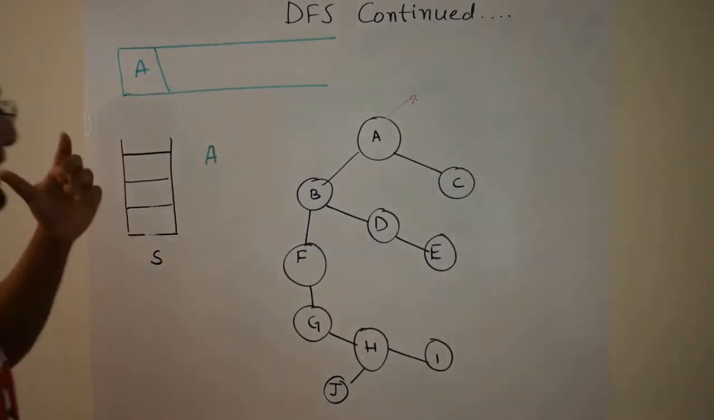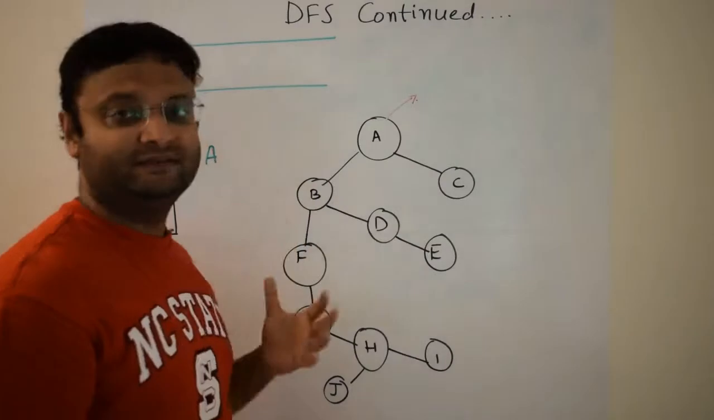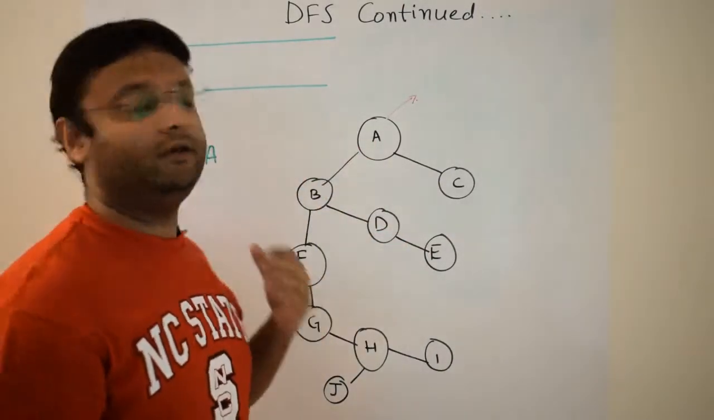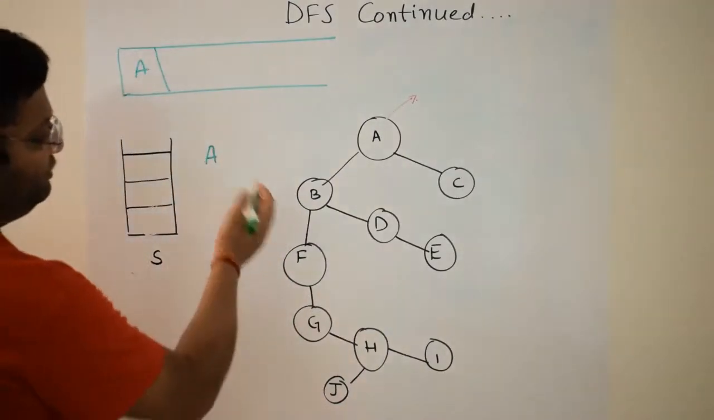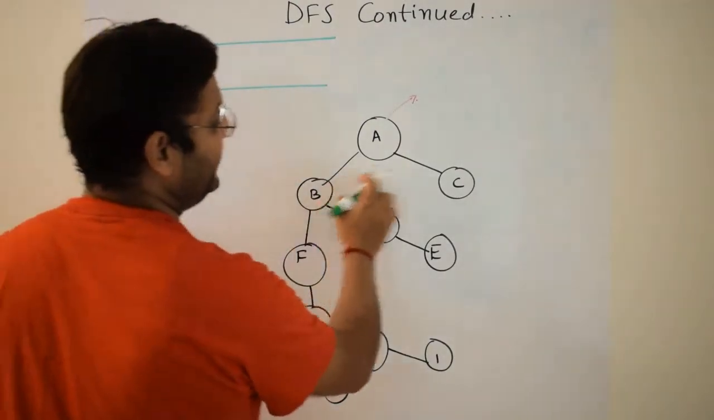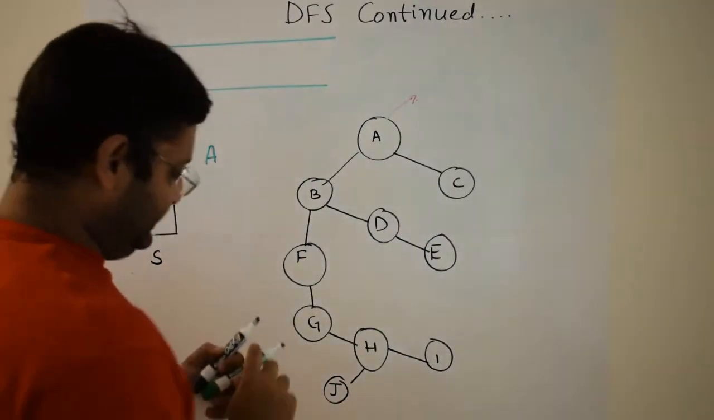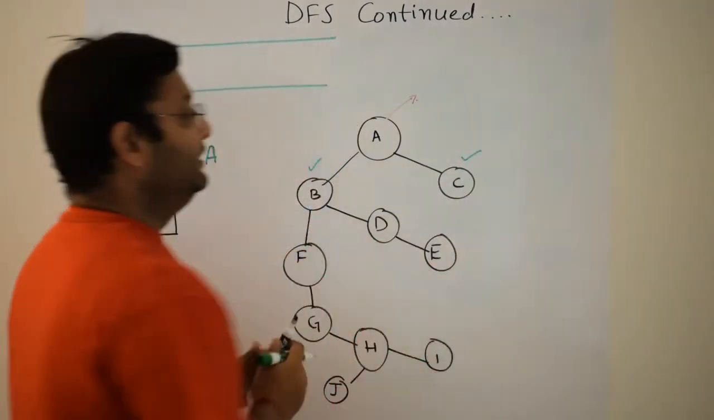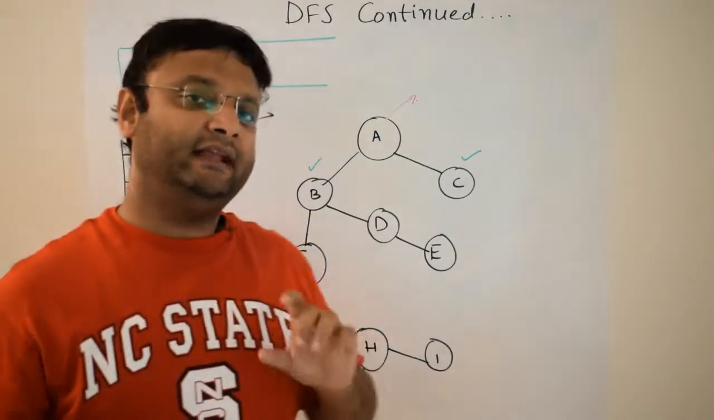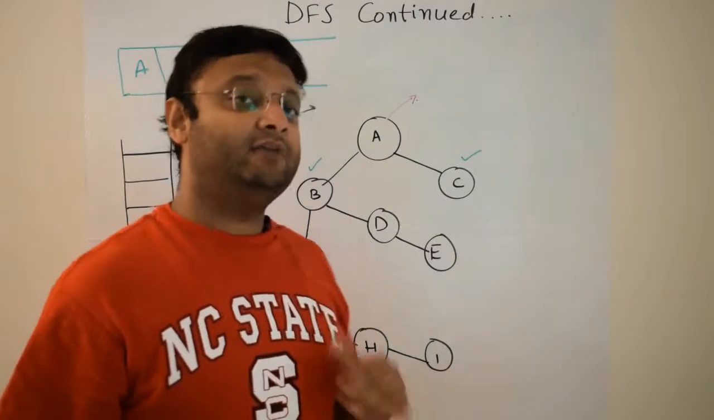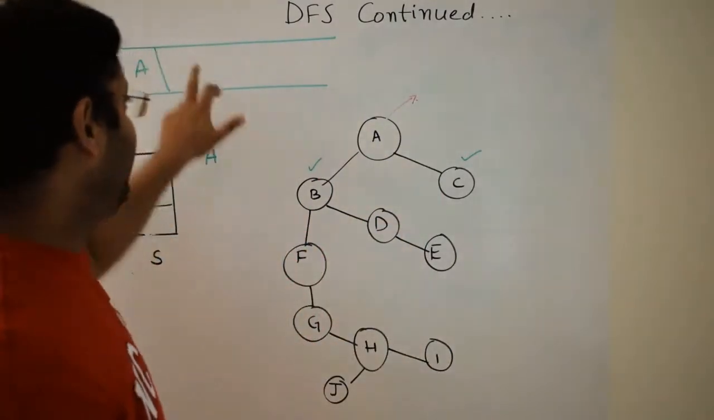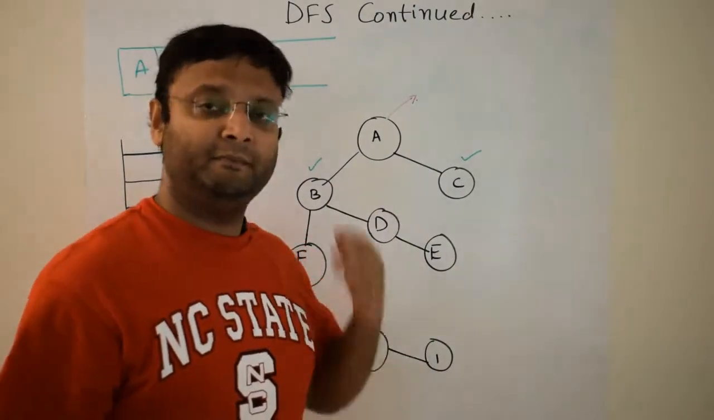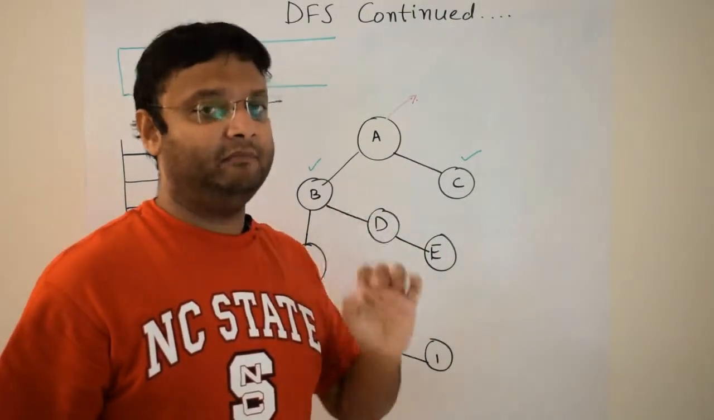Then next is the second most important step of this algorithm, and basically it is the crux of the algorithm, or the heart of the algorithm. Now the item which you have popped out, you will see its neighbors. In this case, the neighbors of A are B and C. Now you'll also see whether B and C have been visited or not. As of now we can see that they have not been visited. So A has two neighbors, B and C, and none of them have been visited.